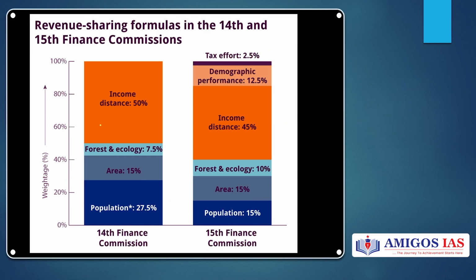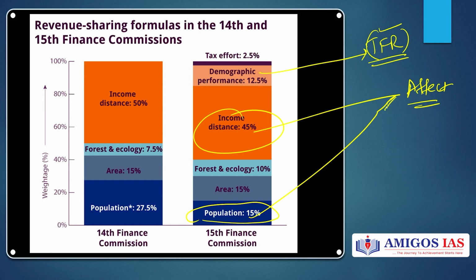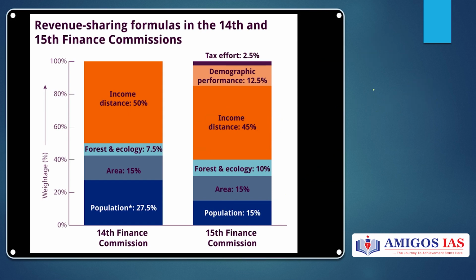That means, as you can see here, this income distance as well as this population both again will affect the southern states, even though, to assuage southern states, a new category called demographic performance was added. That is, those states having a very low fertility rate will be given more weightage here, 12.5%. But still 45% income distance, which is per capita income and population, both of these will again drive the southern states into getting less money. Northern states will get more money here.